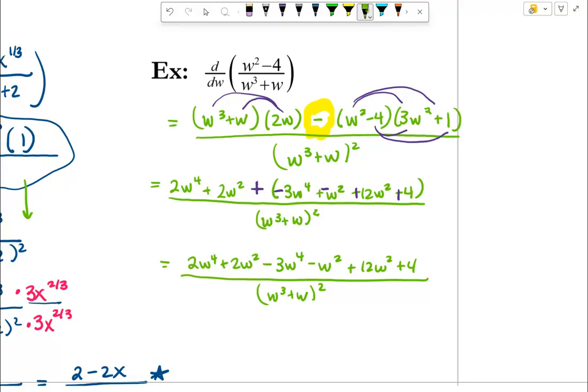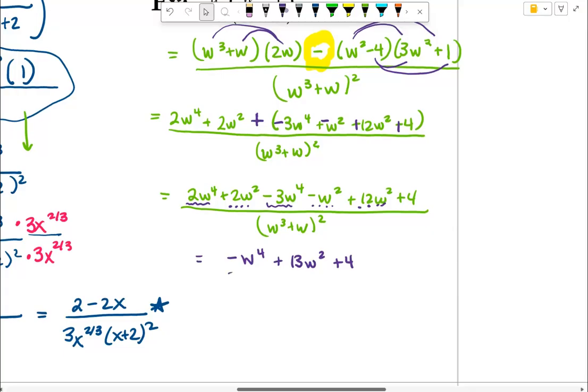All right, and then lastly, we just want to carefully combine our like terms. So I have a 2w to the fourth and a negative 3w to the fourth. So that's just going to be a negative w to the fourth power. I have a 2w squared, a negative w squared, and a 12w squared. So that's going to have a sum of 13w squared. And then I've got this lonely plus 4 at the end. And again, all of that is over w cubed plus w, that quantity squared.